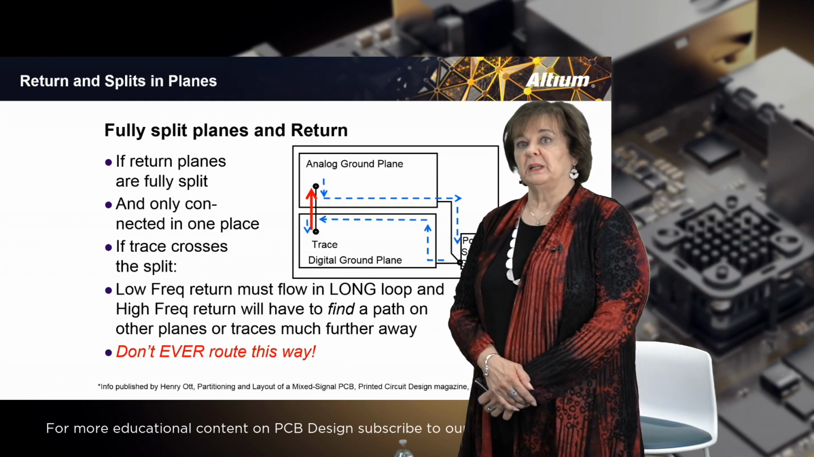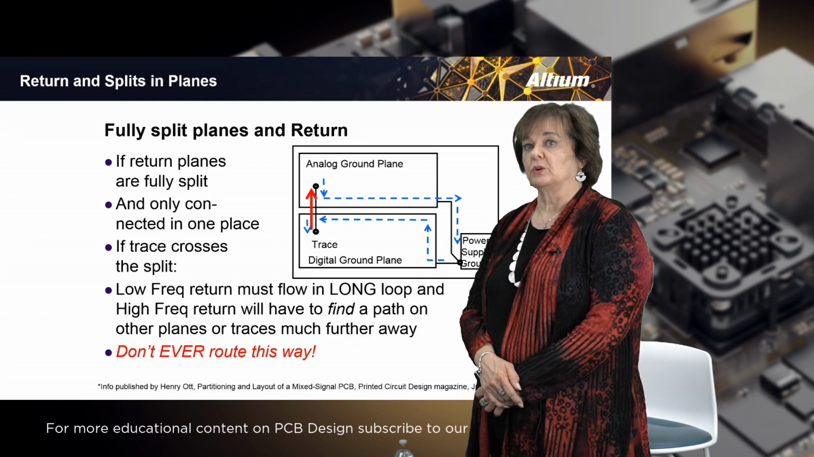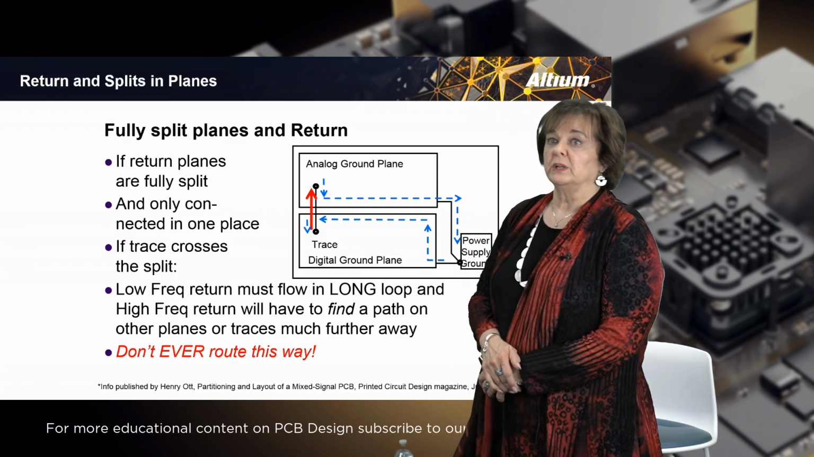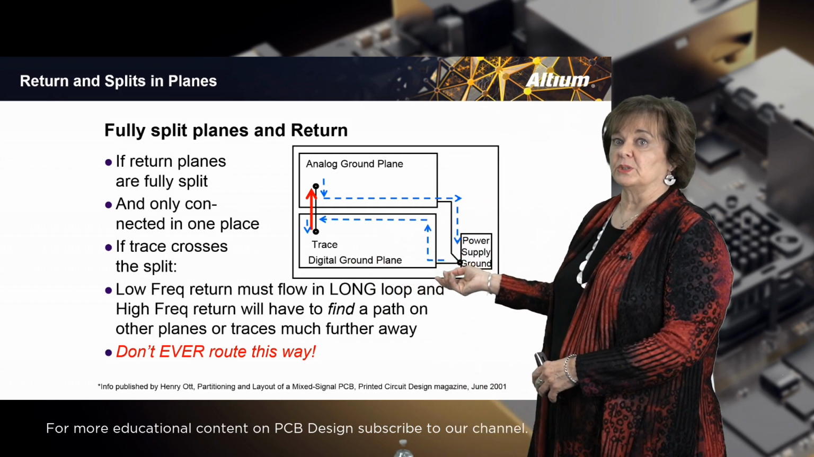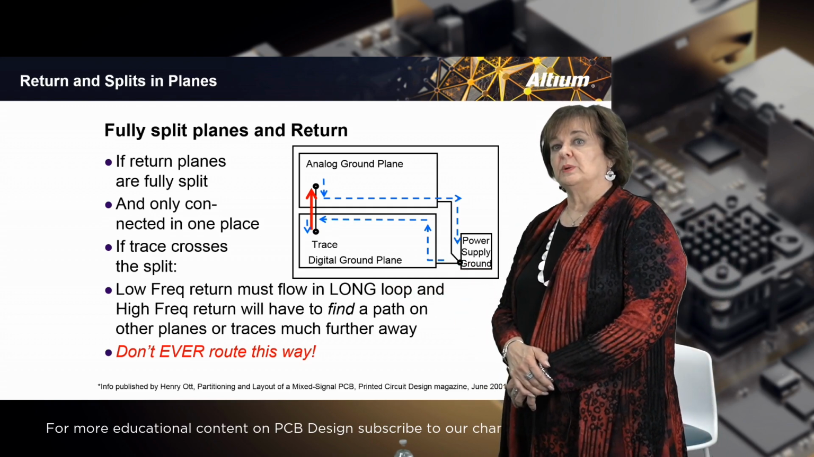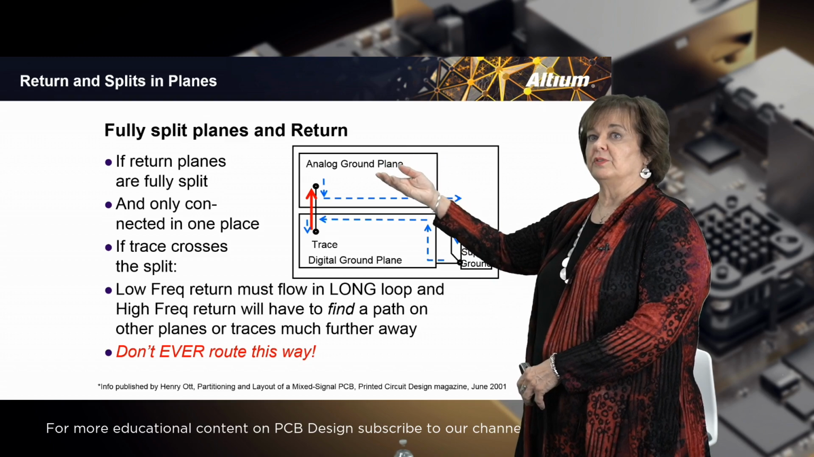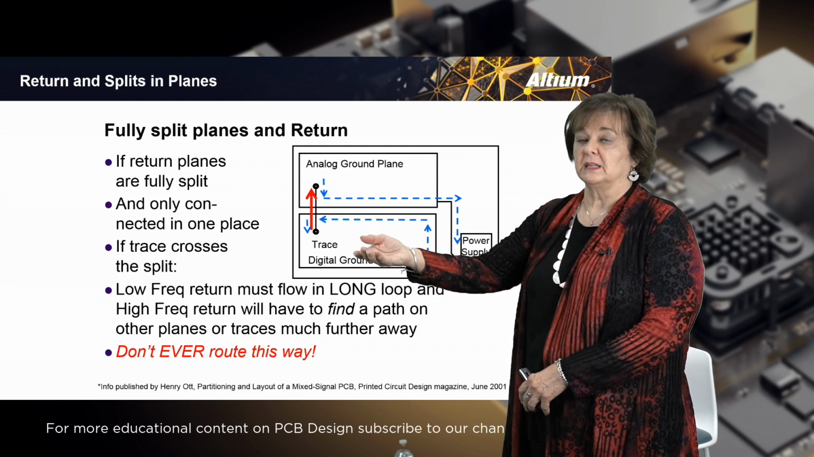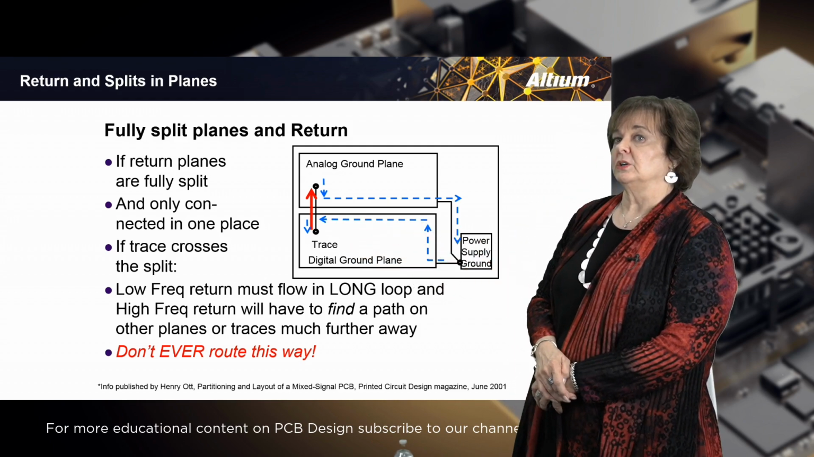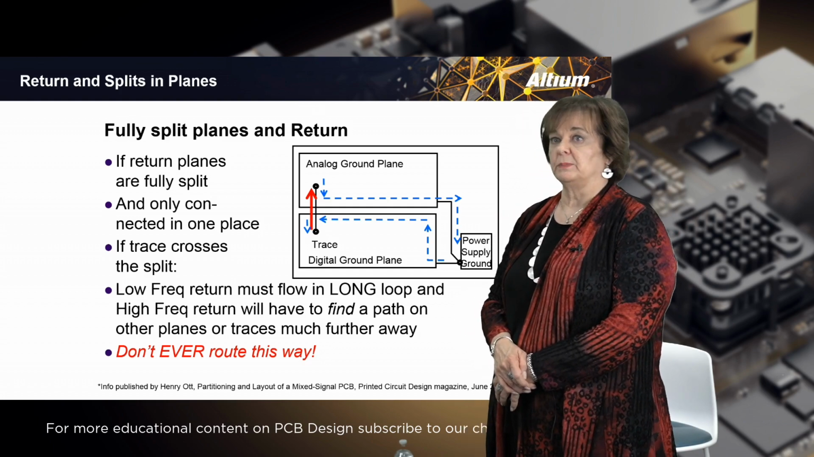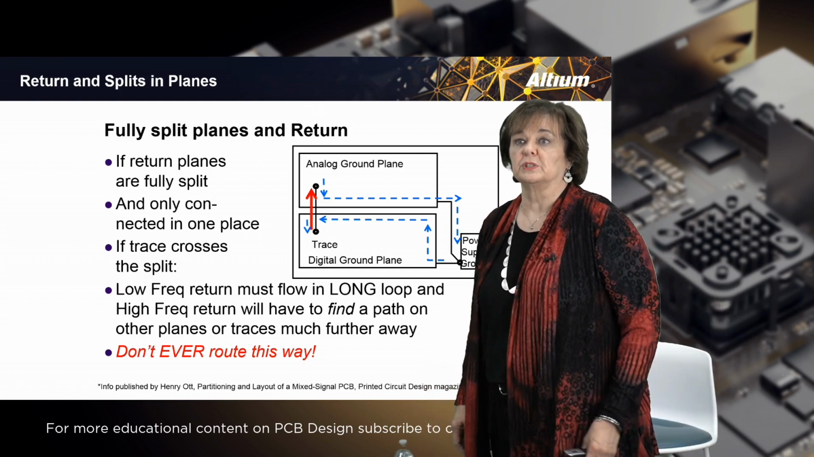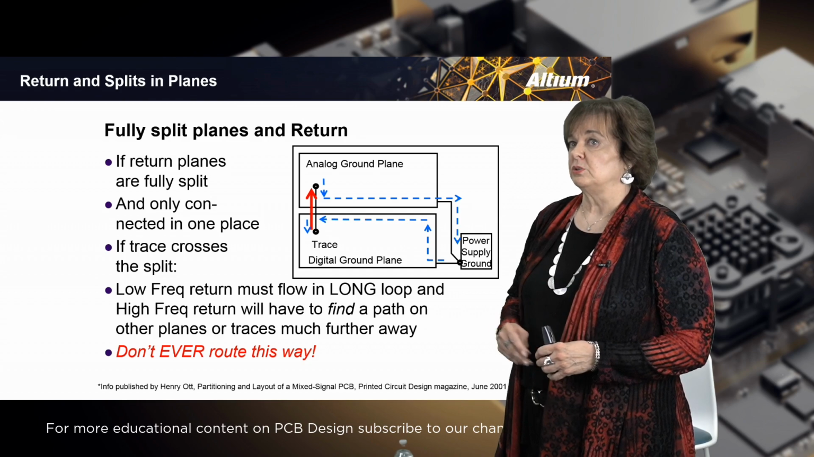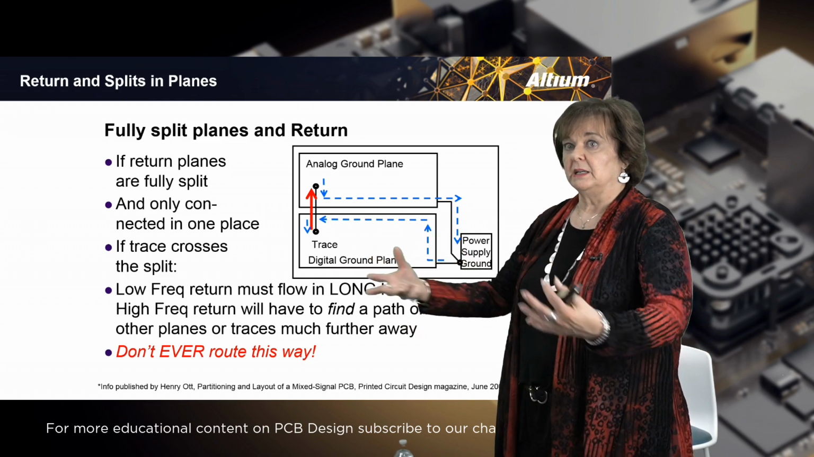If you have a fully split plane and you happen to route something across that split, for example the red signal, and the planes are only connected in one place, in this case the power source, and the trace crosses, then you would have low frequency energy that would have to flow from one side all the way back to the power source and then back to the source of the signal. Low frequency energy could possibly do that. High frequency energy would not be able to do that and would have to find a path back to the source, and you have no idea what that path is going to be. So you never ever want to route that way, because you don't want to have signals that have to find a path.